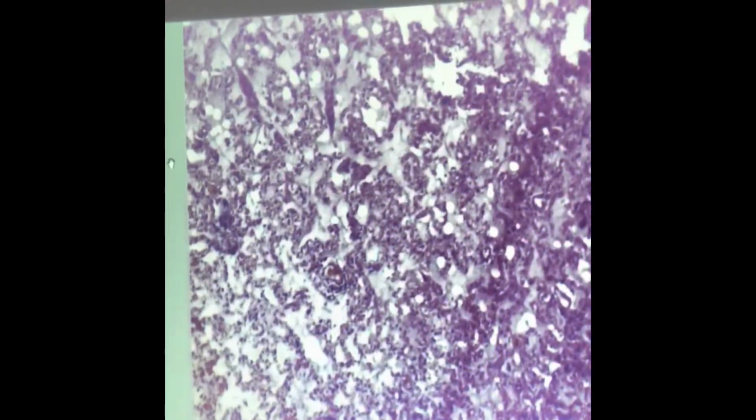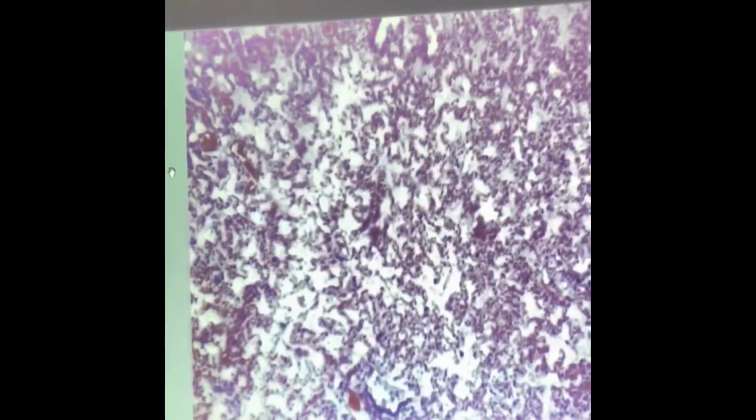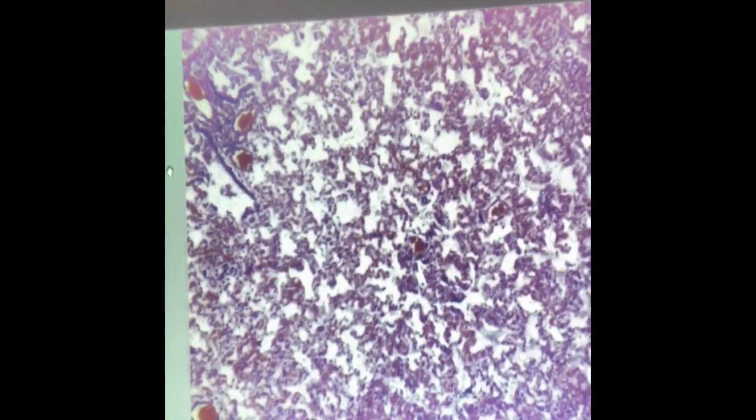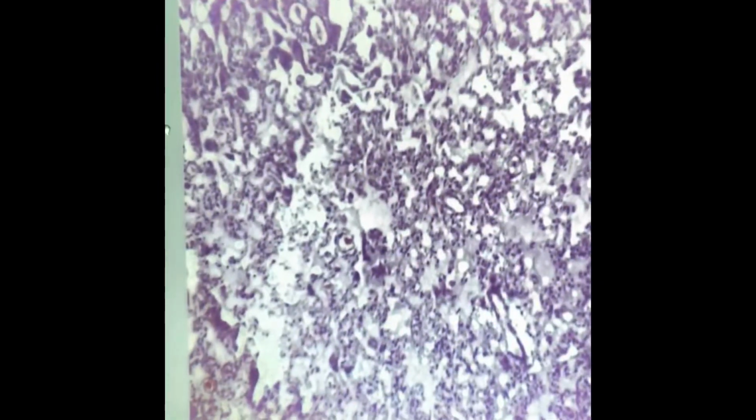Okay. What about this section? It's taken from which organ? Let's move throughout the section. Don't be in a hurry. If it is a kidney, where is the nephron? What about this space? If it is a spleen, where is the white pulp? If it is a liver, where is the central vein? Where is the sinusoidal capillary?